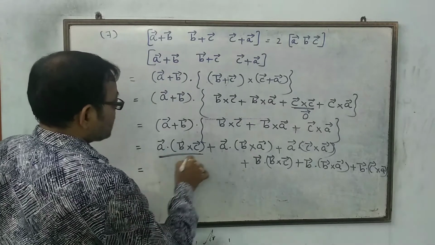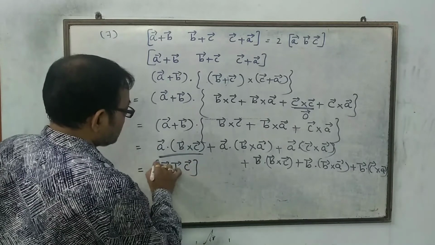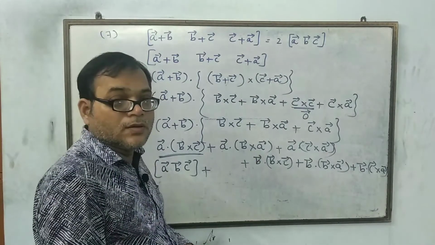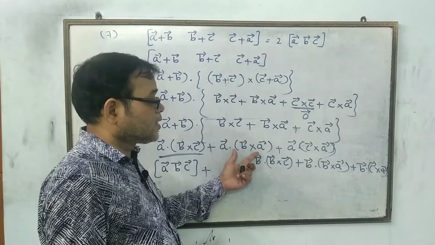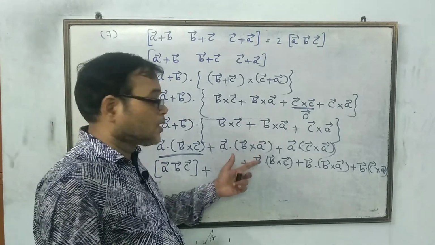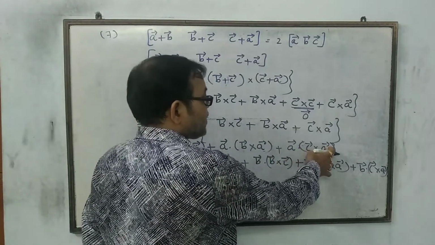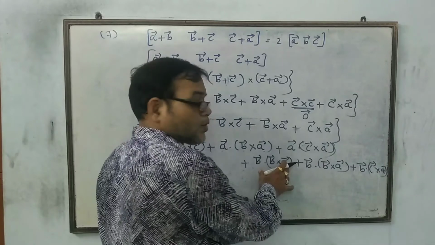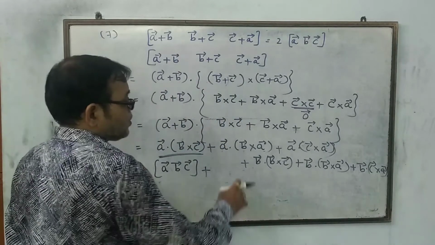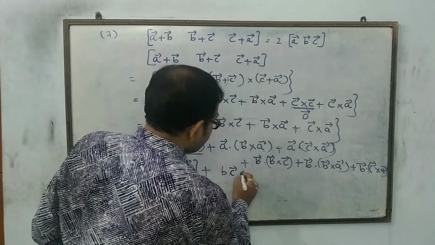This is the scalar triple product of A, B, C. This is the scalar triple product of A, B and A. If two vectors in a scalar triple product are identical, then its value becomes 0. Here also two identical vectors, its value becomes 0. Here also two identical vectors, B and B. So all these terms will be cancelled. Only the last one will remain, that is BCA.